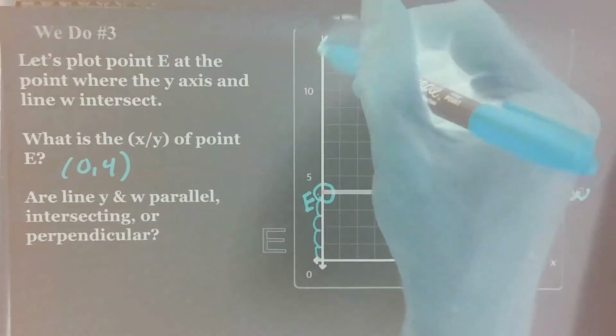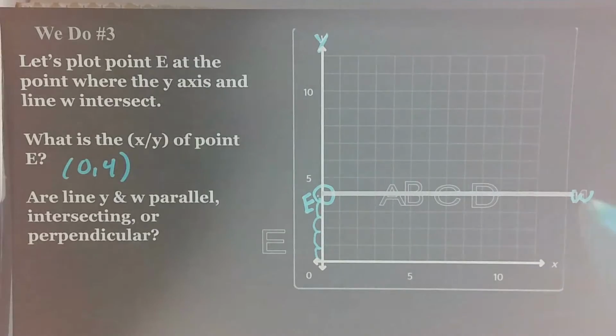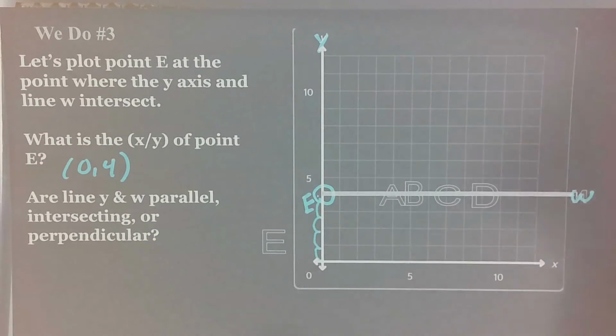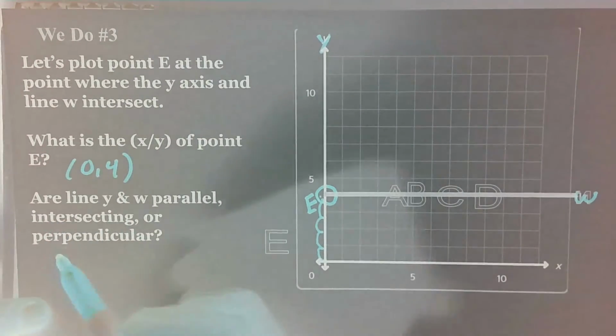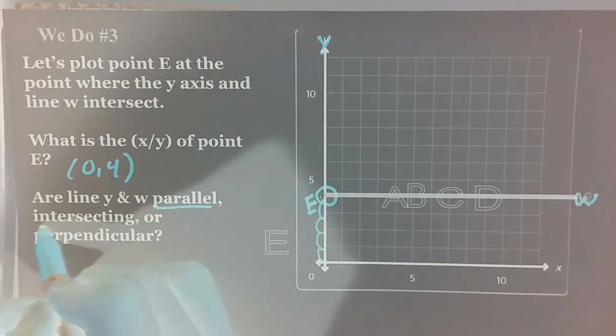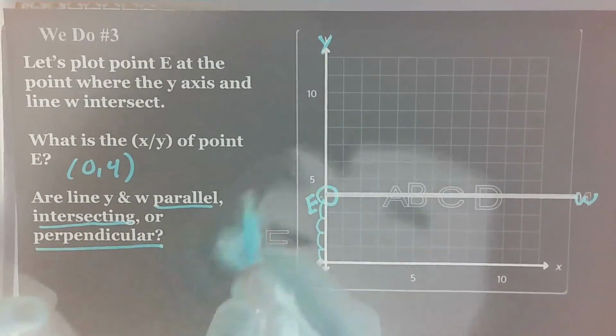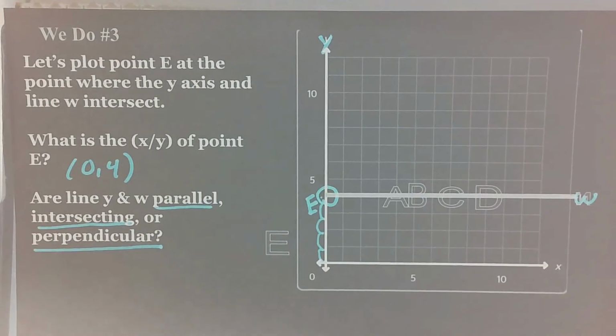Next question: are lines W and Y, the Y being the y-axis and W being our newly created line, intersecting, parallel, or perpendicular? Teachers, let's pause here and pick a stick. Students, refer back to your key terms page if you need to.